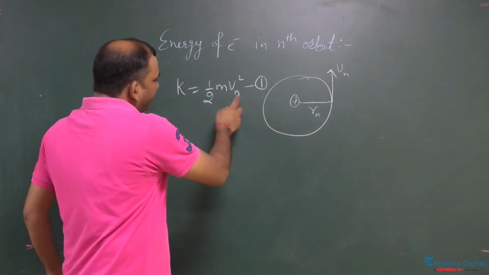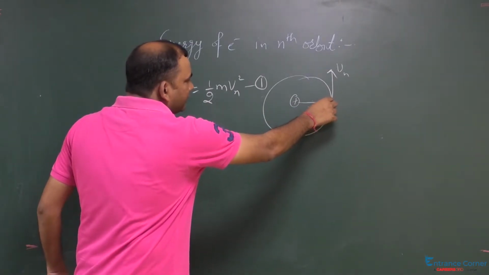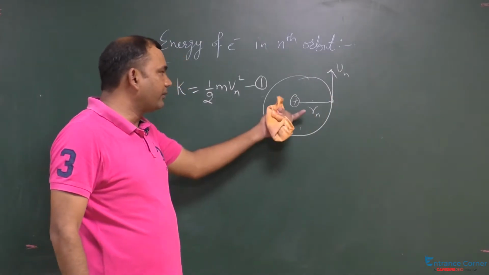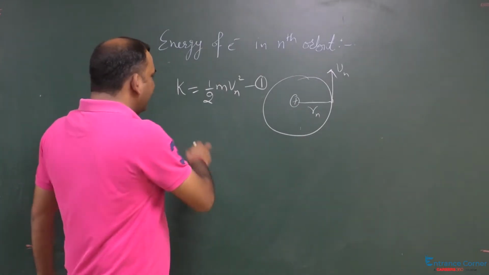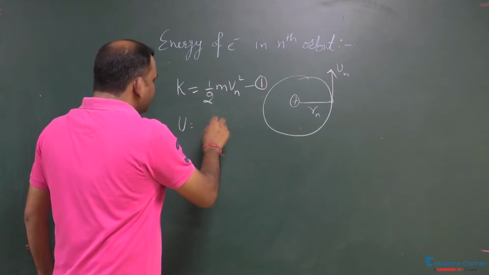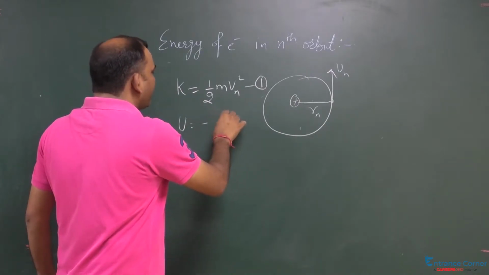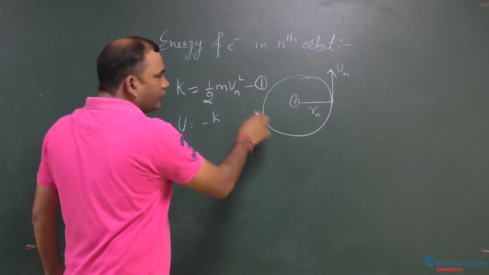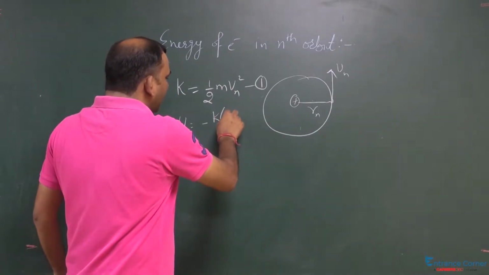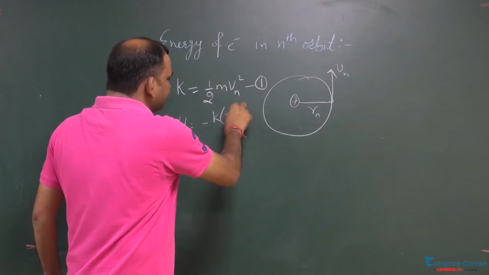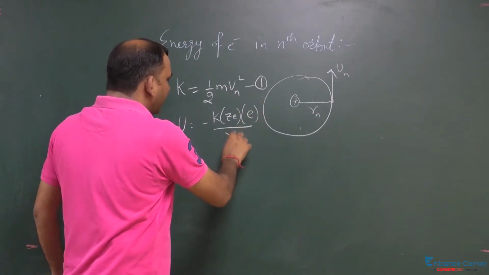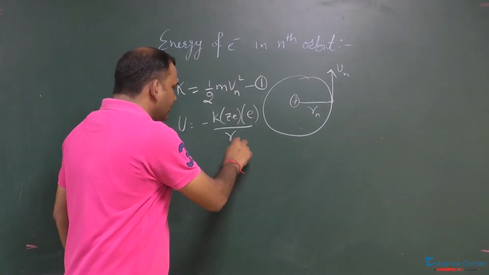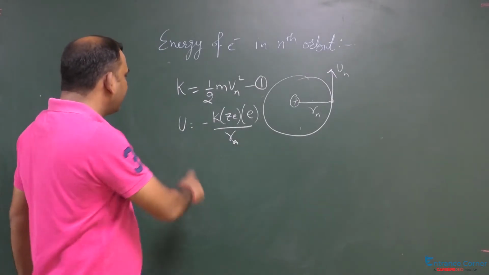Now, the electron is at a distance Rn from the nucleus. So, there must be an electrostatic potential energy, and this potential energy U must be equal to minus K Q1 Q2 upon R. Let us say Q1 is ZE and Q2 is E, so U is minus K ZE square upon Rn. This is the potential energy of the electron.